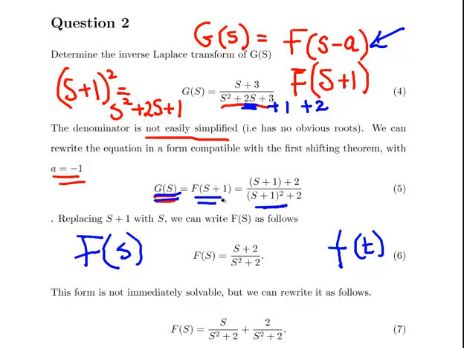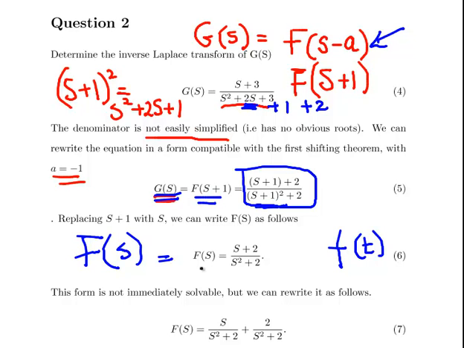The reason is that that's part of the inverse Laplace transform. So I'm going to replace this expression here. I have s plus 1 plus 2 divided by s plus 1 squared plus 2. That's f of s plus 1. Just as a matter of interest, what would that make f of s? S plus 2 divided by s squared plus 2. Simple enough. That's f of s.